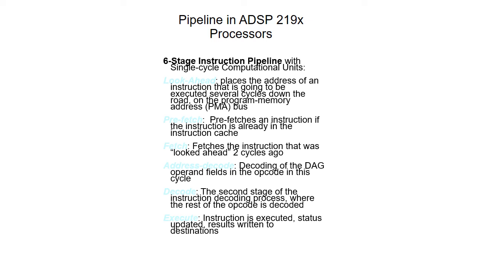The second thing will be the prefetch. Prefetch means checking if the instruction is already in the instruction cache. The third one will be the fetch, that is it fetches the instruction that was looked ahead 2 cycles ago. The fourth one will be the address decode, that is decoding of the DAG operand fields in the opcode in this cycle. The fifth one will be the decode, that is the second stage of the instruction decoding process where the rest of the opcode is decoded. And the sixth one will be the execute, that is the instruction is executed, status updated, and results returned to the destination level.